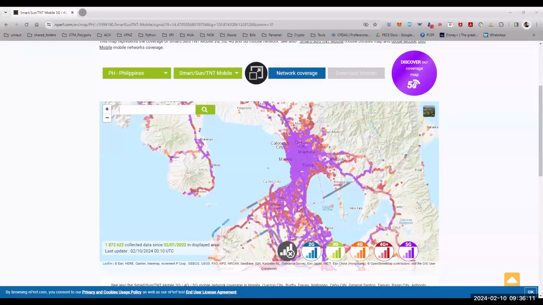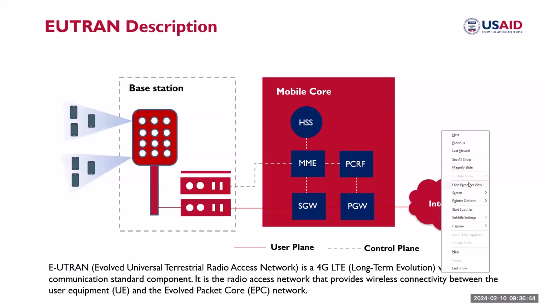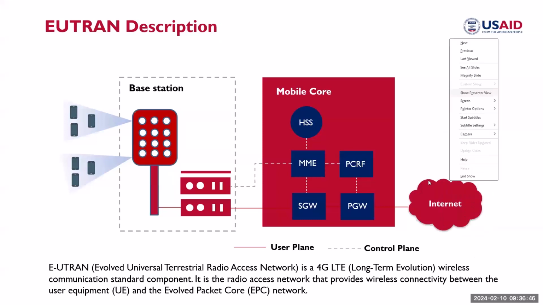Okay. So, let's talk about EUTRAN. EUTRAN is Evolved Universal Terrestrial Radio Access Network. This is 4G. Technical terms lang talaga to, but EUTRAN is 4G. Galing siya sa UTRAN, which is the 3G. So, ginawa nilang evolve, kasi 4G, so EUTRAN. Long-term evolution, so 4G. Wireless communication standard component. It is the radio access network that provides wireless connectivity between the user equipment and the EPC.